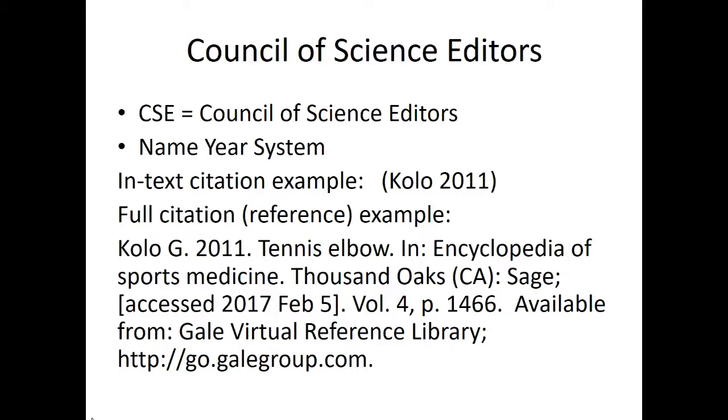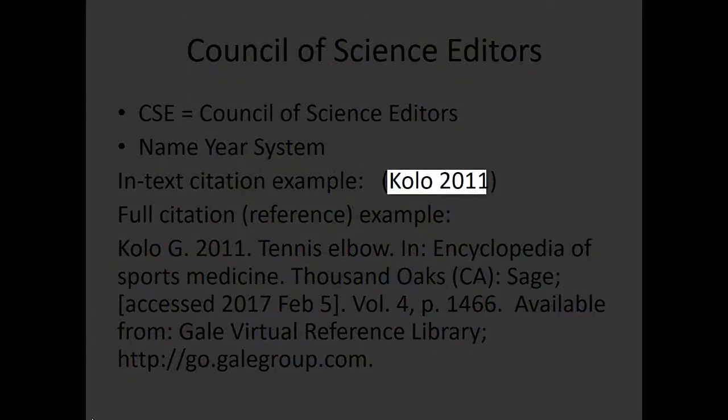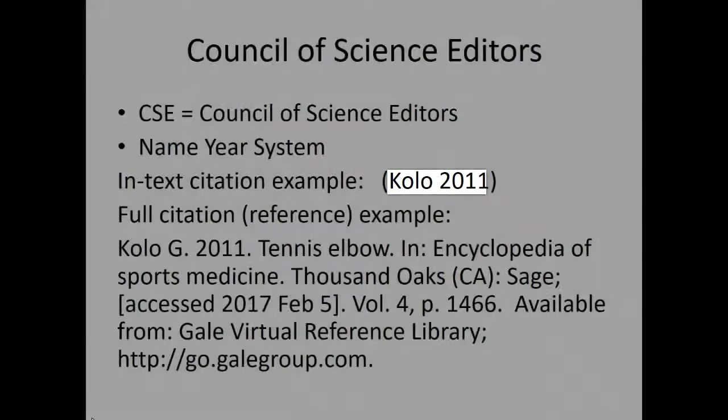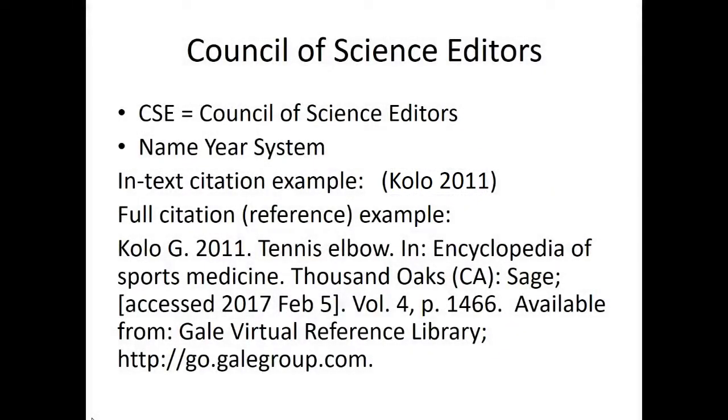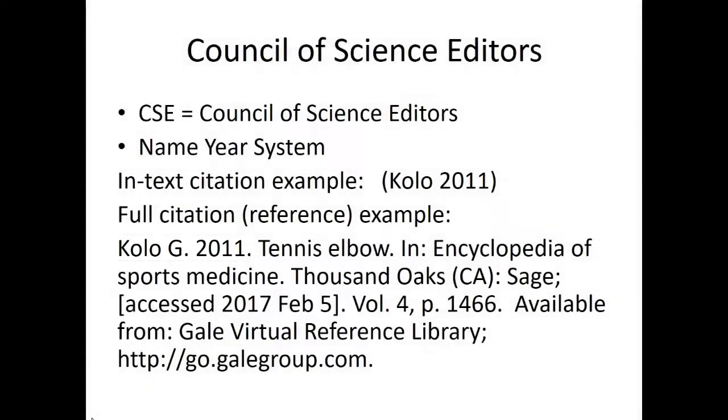There are 3 different systems in CSE, including the name-year system. With the name-year system, your in-text citation will always be the author's last name and publication year. Likewise, the full citation in your references will always begin with the author's name and then the publication year. The Colo example here is a citation from an encyclopedic entry in an online reference book collection. It is an online or ebook.